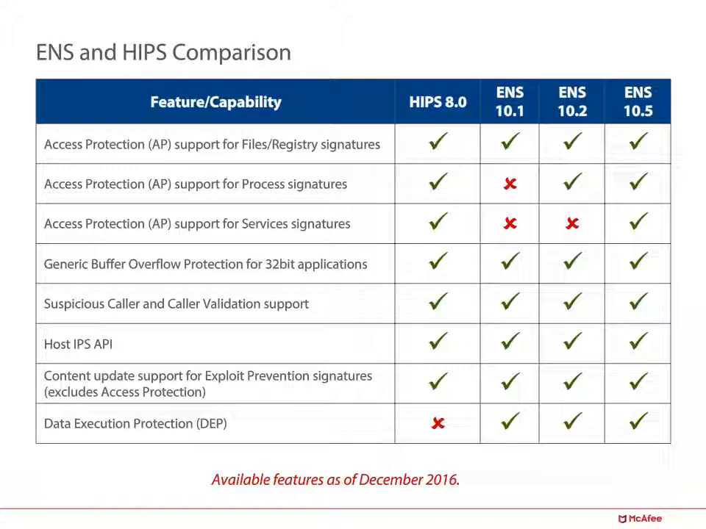We had the generic buffer overflow protection for 32-bit applications across all products. You also had the suspicious caller and caller validation support across all versions. The host IPS API, we have support for that across all four versions. We also have support for content updates for exploit prevention signatures, which has nothing to do with access protection. And a new feature, data execution protection: we did not have that for host intrusion prevention, but we do have it for all versions of ENS.